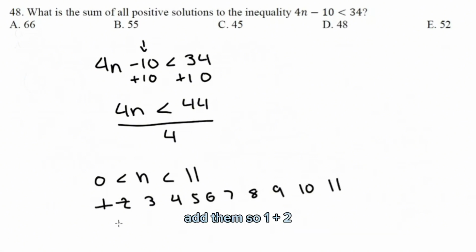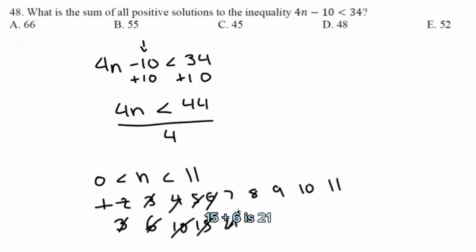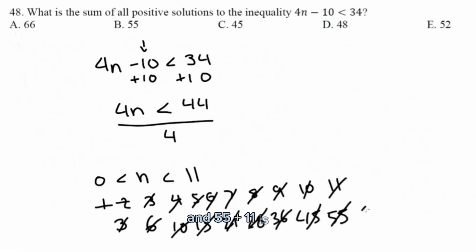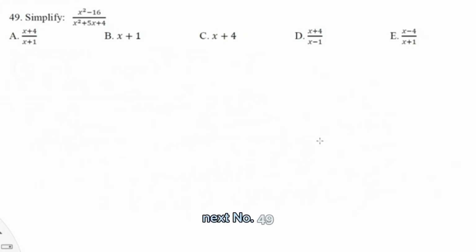So 1 plus 2, that's 3. 3 plus 3 is 6. 6 plus 4 is 10. 10 plus 5 is 15. 15 plus 6 is 21. 21 plus 7 is 28. 28 plus 8 is 36. 36 plus 9 is 45. 45 plus 10 is 55. And 55 plus 11 is 66. And that's your answer. Next, number 49.